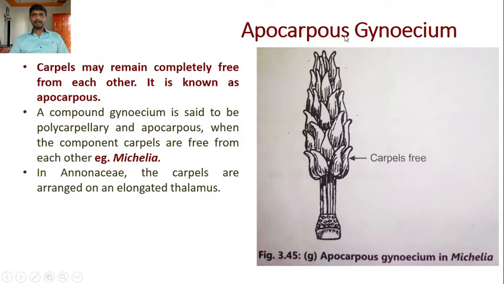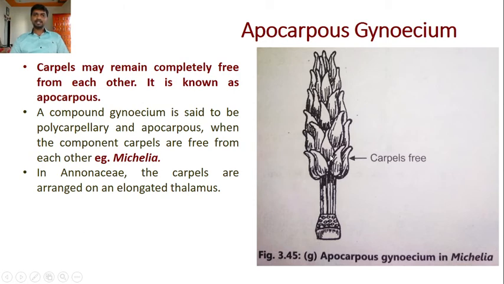So the first one is the apocarpous gynoecium. Carpels may remain completely free from each other, and this is known as apocarpous. These are the individual carpels we can see in Michelia. Such a condition we call an apocarpous gynoecium, where the individual carpels remain completely free from each other.